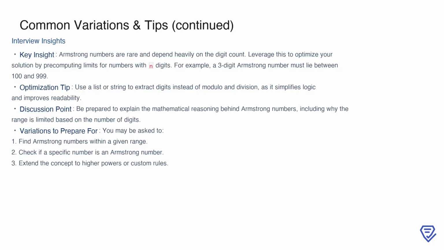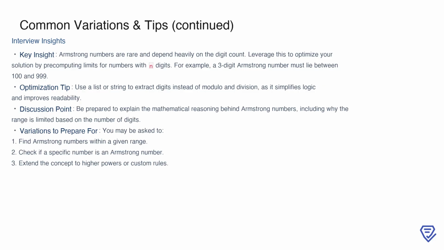Understanding the mathematical properties of Armstrong numbers can provide valuable insights during interviews. Armstrong numbers are rare, and their occurrence depends heavily on the number of digits in the number. By leveraging this knowledge, you can optimize your solution by pre-computing the range of possible Armstrong numbers for a given digit count. For instance, a 3-digit Armstrong number will always lie between 100 and 999. This eliminates unnecessary computations. Another useful optimization is to extract digits using a list or string instead of modulo and division operations. This approach not only simplifies the logic but also improves code readability.